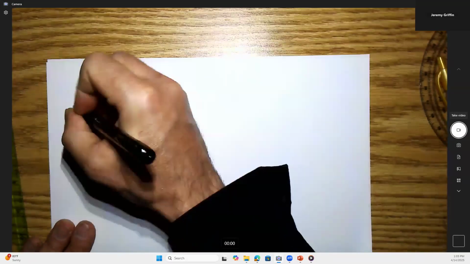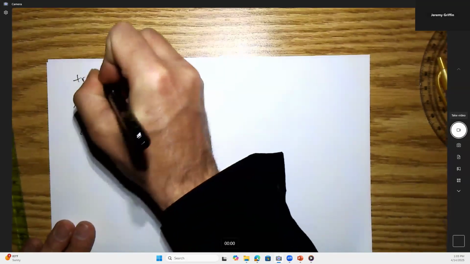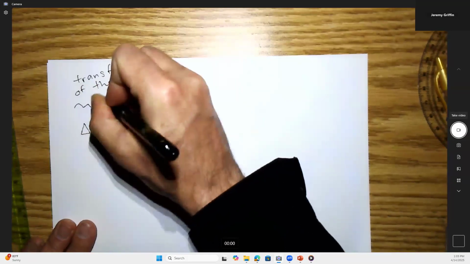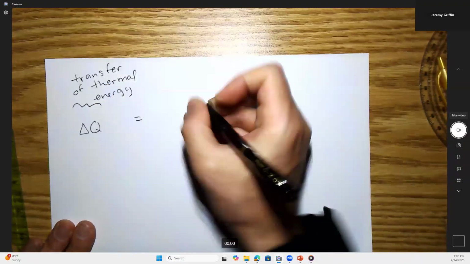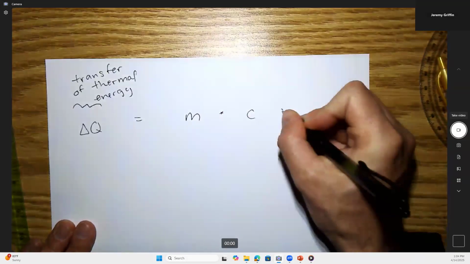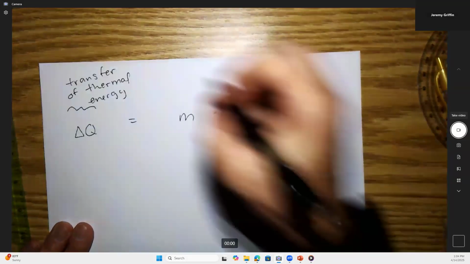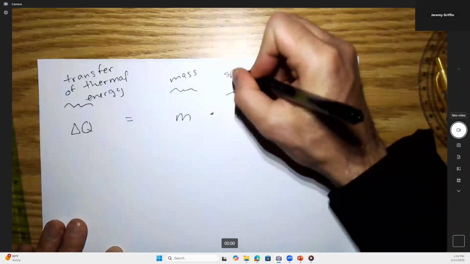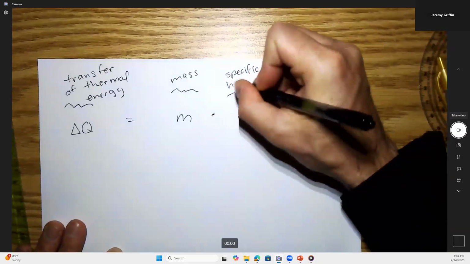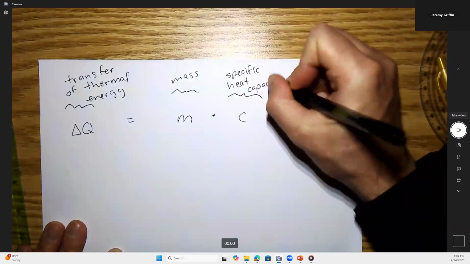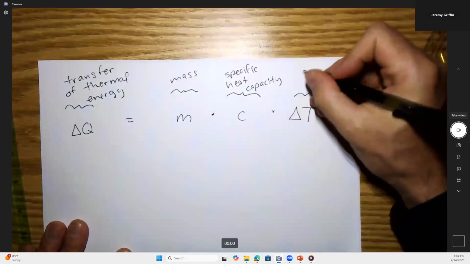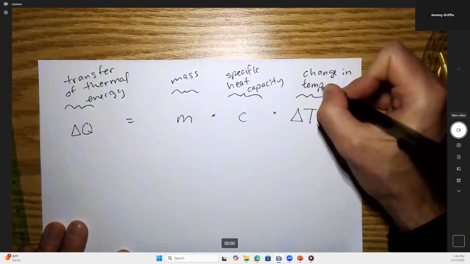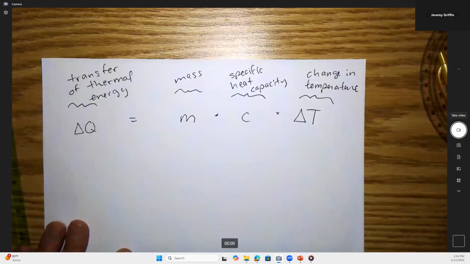Delta Q. So this right here could be a transfer of thermal energy, is equal to mc delta T. So here's mass, here's specific heat capacity, and here's change in temperature. Okay. Let's work with that.